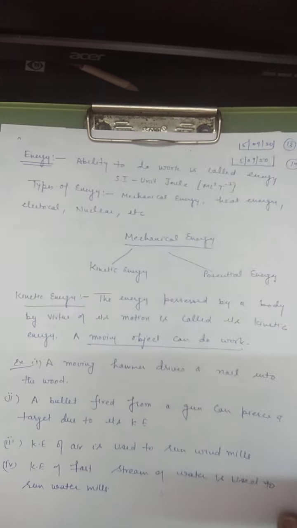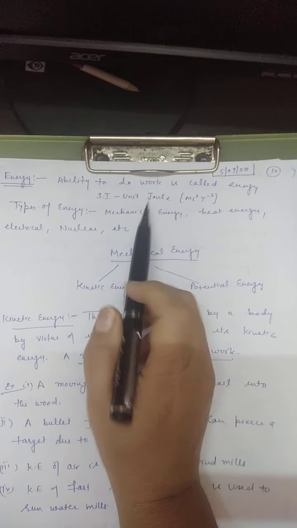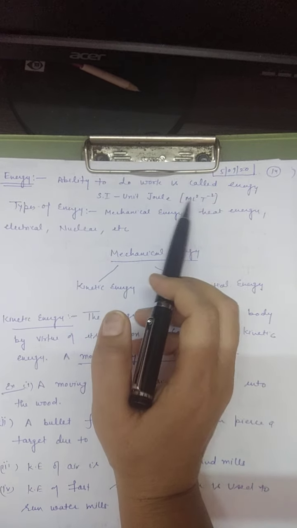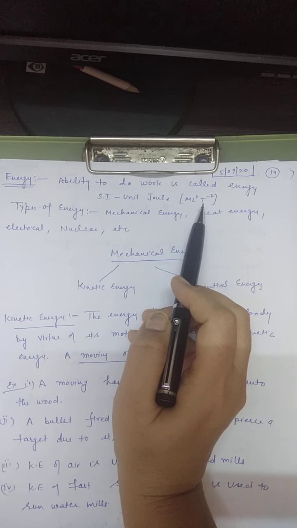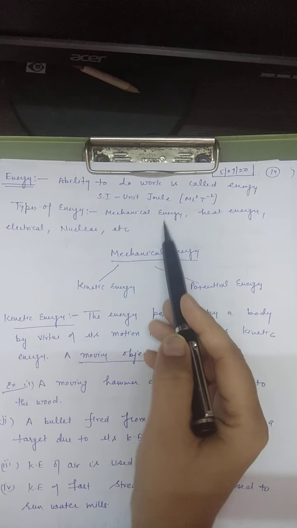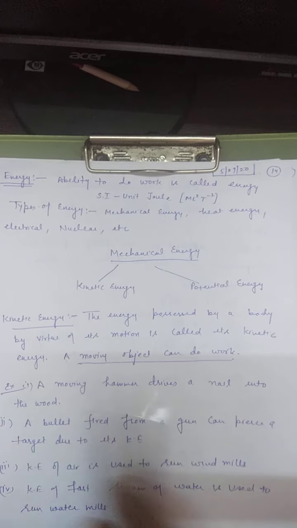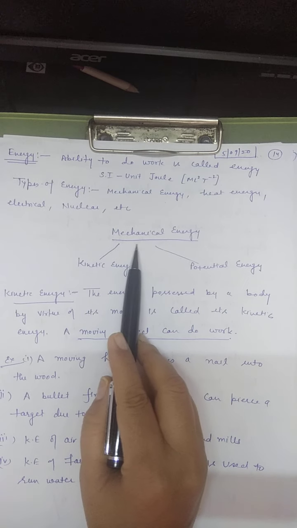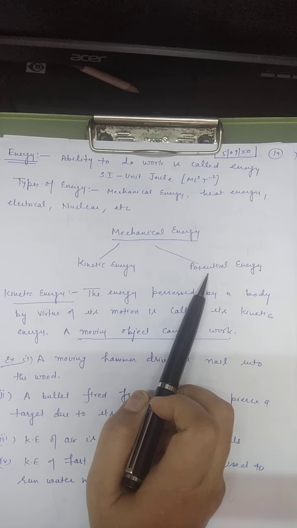Now after this we have energy. What do you mean by energy? Energy is the ability to do work, right? And what is its SI unit? It's joule. And what is its dimension formula? ML²T⁻². And what are the different types of energies? Mechanical energy, heat energy, electrical energy, nuclear energy, etc. Now we have to discuss mechanical energy. These are of two types, kinetic energy and potential energy.